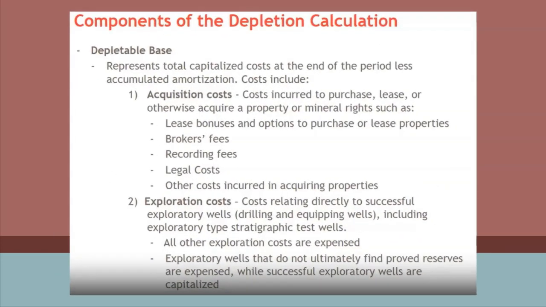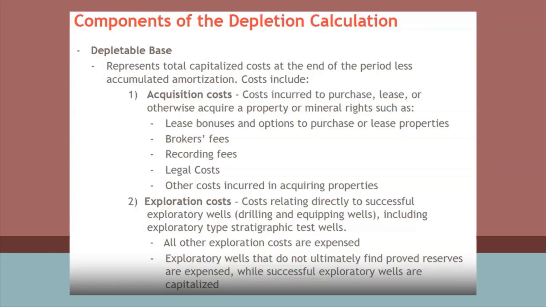So your depletable base. Just to reiterate, this represents the total capitalized costs at the end of the period less accumulated amortization. These costs include acquisition costs, which is the actual cost to purchase, lease, or otherwise acquire the property. We list some of the other types of expenses that qualify for that. It also includes exploration costs. These are costs relating directly to successful exploratory wells, drilling and equipping wells, including exploratory type stratigraphic test wells. All other exploration costs are expensed.